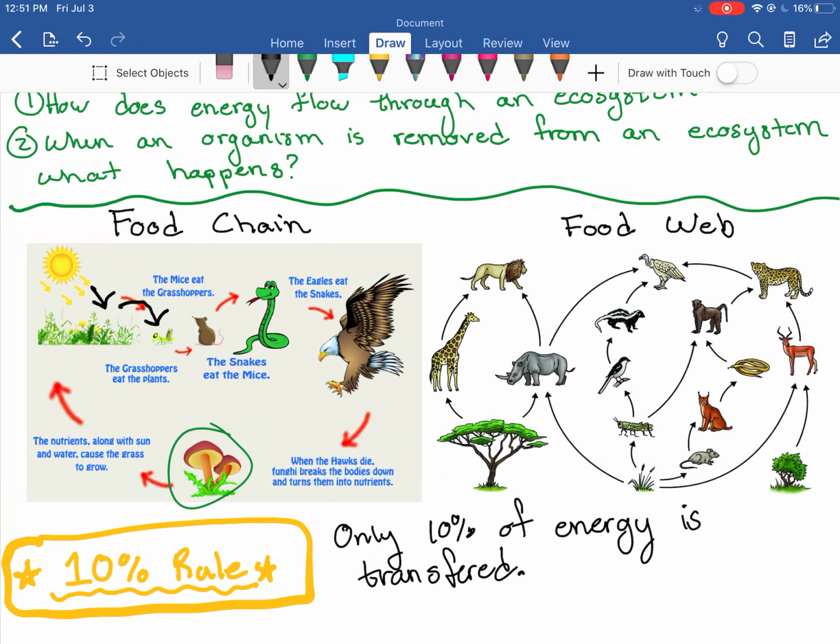So you might be thinking, well, where does the other 90% go? Well, if I eat something, that energy is going to go towards growth, towards me moving, things like that. I'm going to use that energy. So when a grasshopper eats a blade of grass, it's only getting 10% of the energy the grass got from the sun. So that causes a big deal.